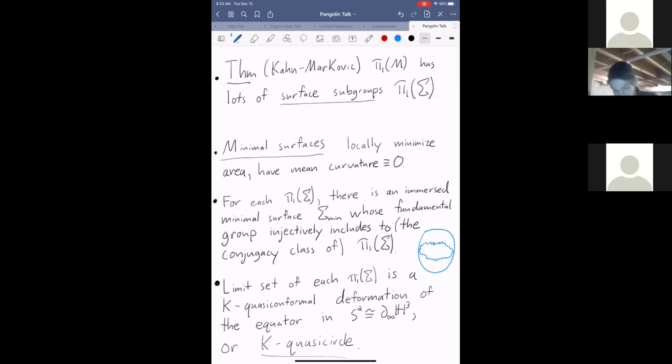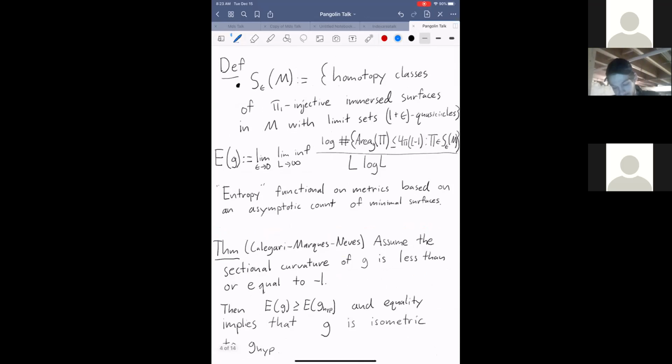All right, so those are most of the definitions. So, to get into stating the Calegari-Marques-Neves theorem, what I want to do is define these sets S_epsilon of M, which are going to be homotopy classes of just immersed surfaces whose fundamental groups injectively include into M, but whose limit sets are 1 plus epsilon quasi-circles.